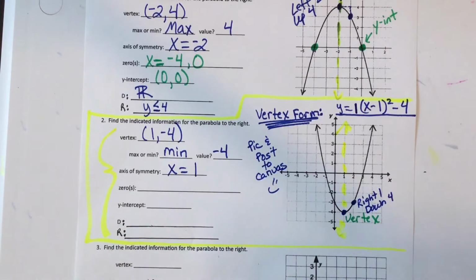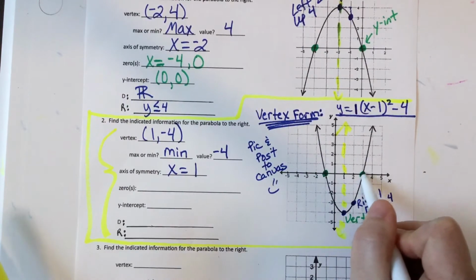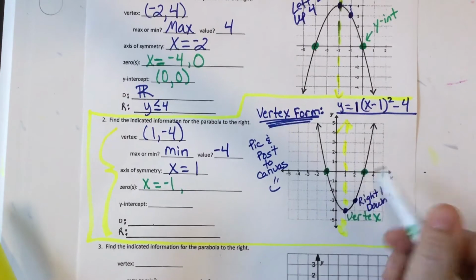Zeros. This is where the graph touches the x-axis, called x-intercepts, zeros, roots, and solutions. It touches at negative 1, and it touches at 3.